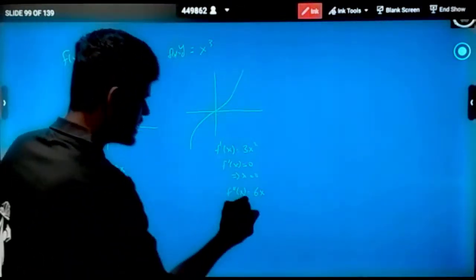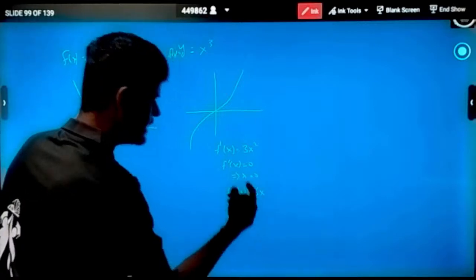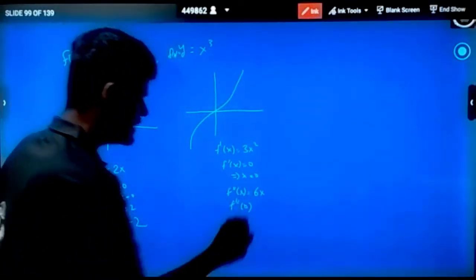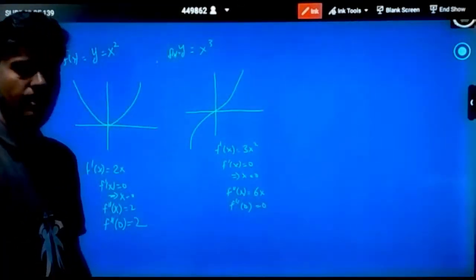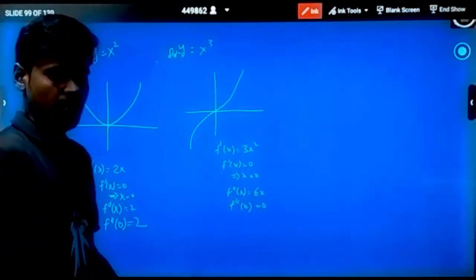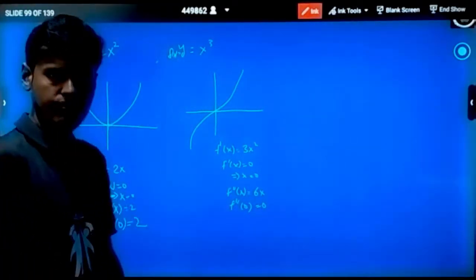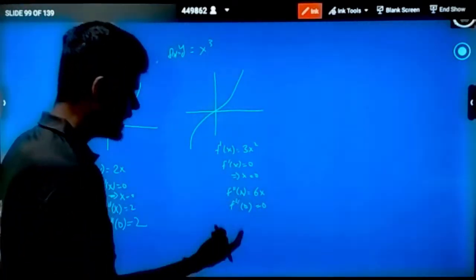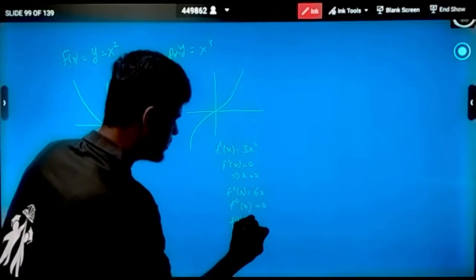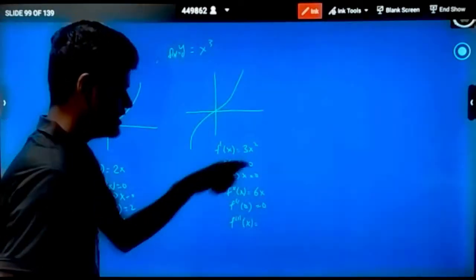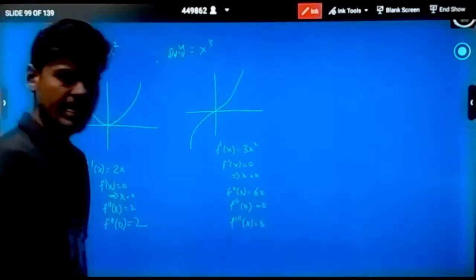Now f double dash at 0 we have to find at the critical point. So f double dash at 0 will be 0. When f double dash becomes 0, that means it is a point of inflection. Next what we need to do? Again differentiate, find f triple dash of x. That will be 6.